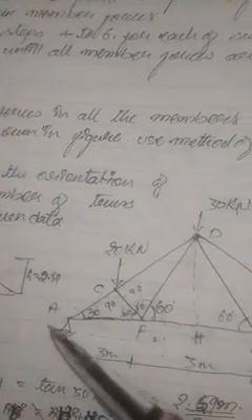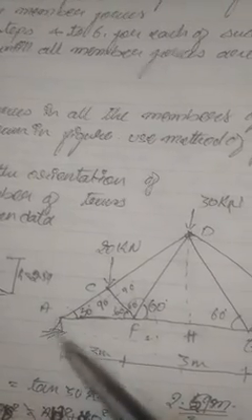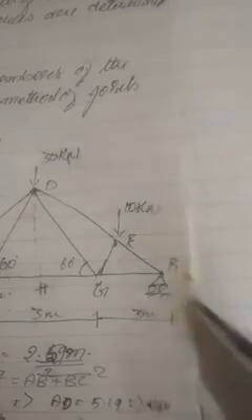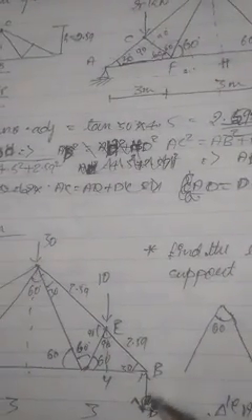Next part, after finding this distance, is to find the equilibrium equations. You have to find the reactions at A, VA and HA, because there will be a hinge, so one vertical force and one horizontal force will be there. Here there is only one vertical force, because there will be only a roller. So how to solve that?